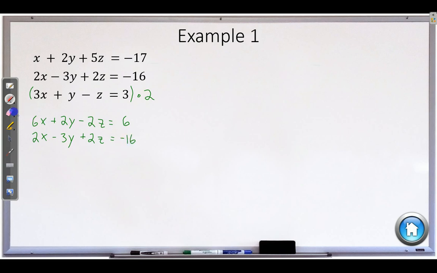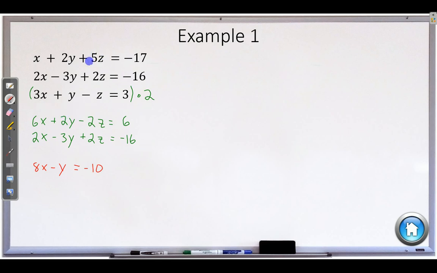We can now combine these two, and we will get 6x and 2x makes 8x. 2y and negative 3y makes negative 1y. The z's cancel out. And 6 and negative 16 makes negative 10. So I did that once. Now I'm going to do that again.